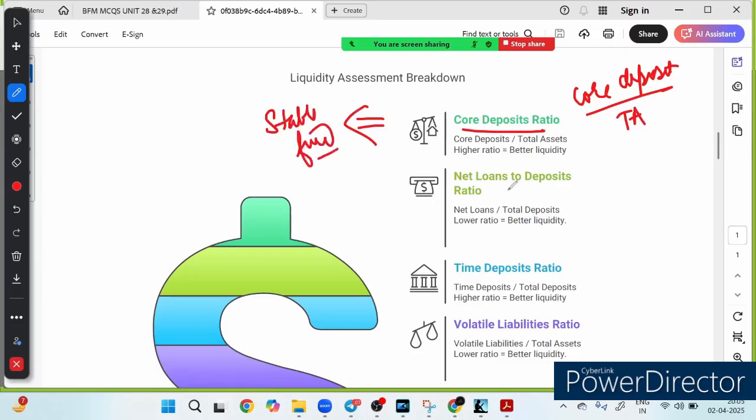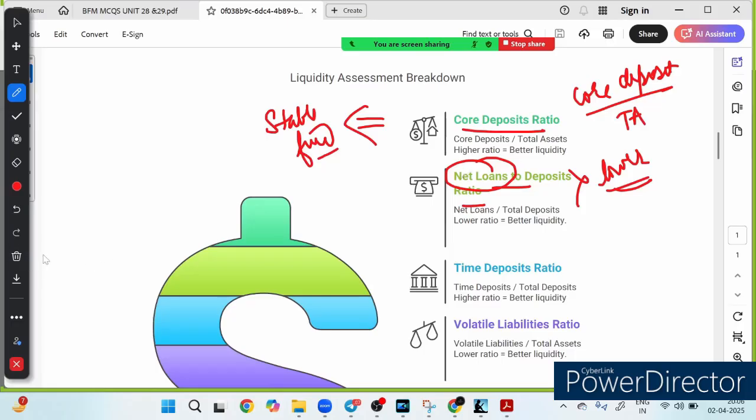The second ratio we have is the net loan to deposit ratio. It compares net loans to total deposits. Tell me whether this ratio should be lower or higher. Obviously this ratio should be lower, because if the ratio is low, it is ideal for liquidity, as it means that the bank is not overly dependent on loans, right? Giving it more room to cover short-term needs. So this ratio should be lower for better liquidity, right?